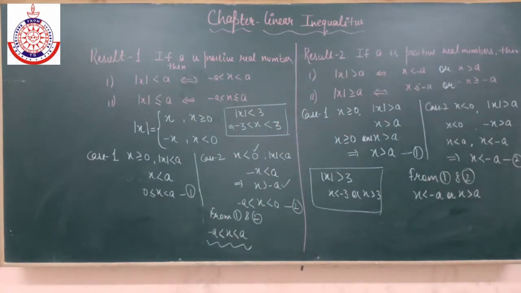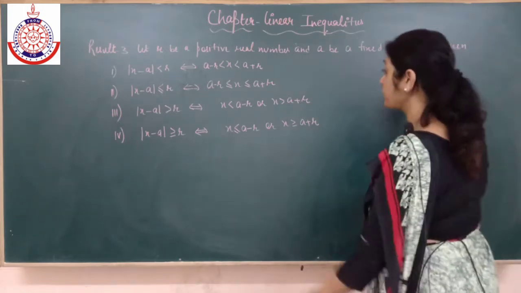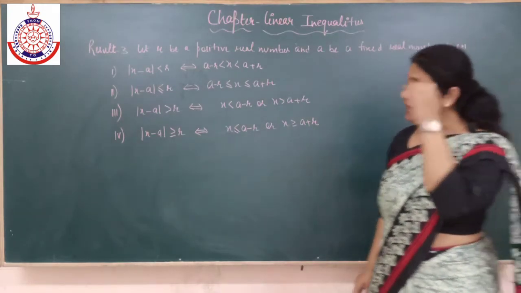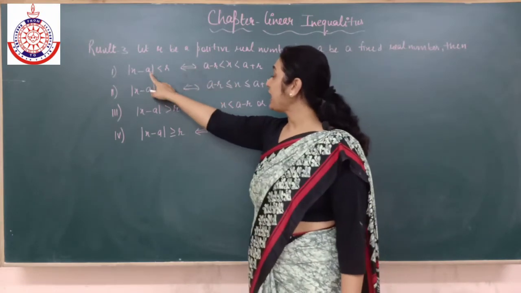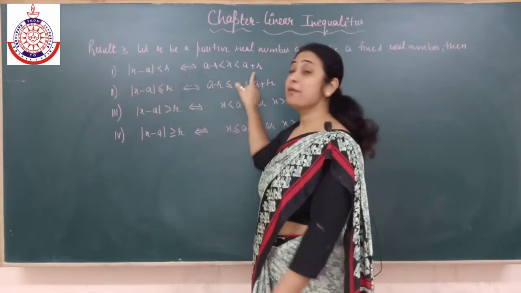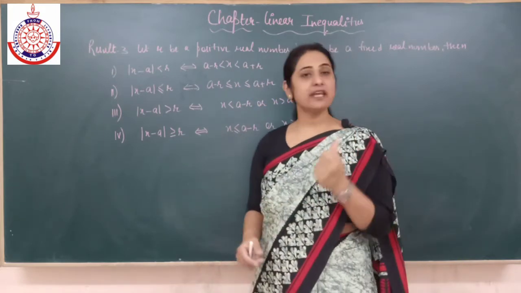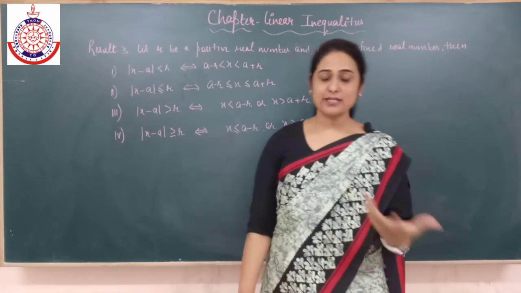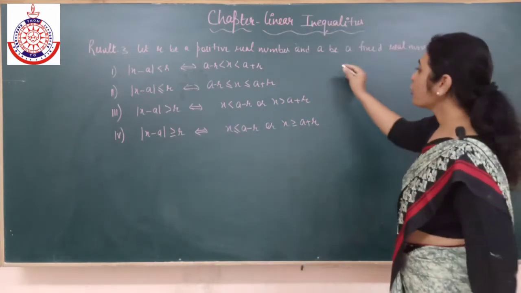Alright. The third result, let's pick up the next rule. If r is a positive real number and a is a fixed real number, then if modulus of x minus a is less than r, then x will lie between a minus r and a plus r. Nothing to cram. Children, these rules will be very handy in MCQs, so directly you can write the answers. Otherwise it comes normally with the previous rule only. Now what do I have?